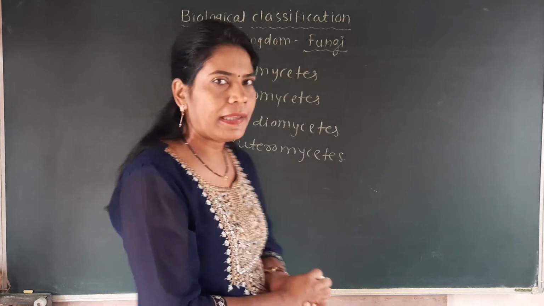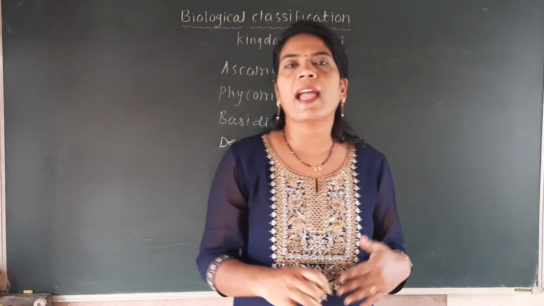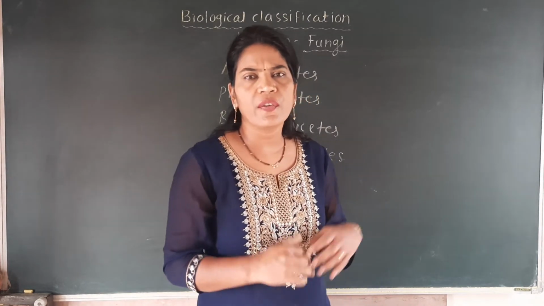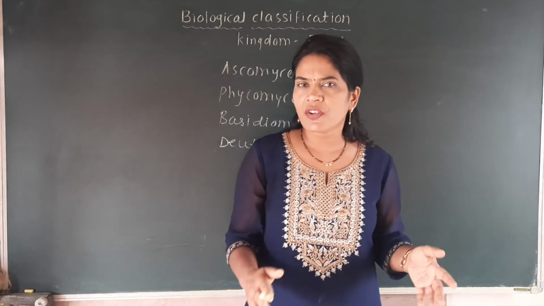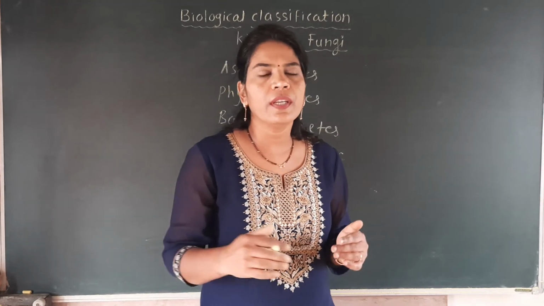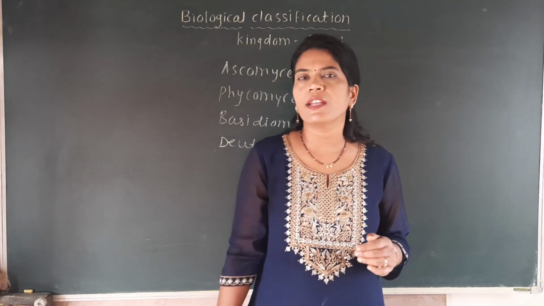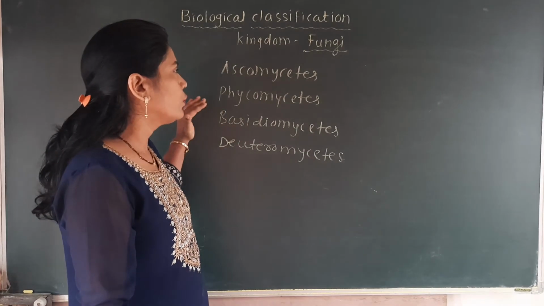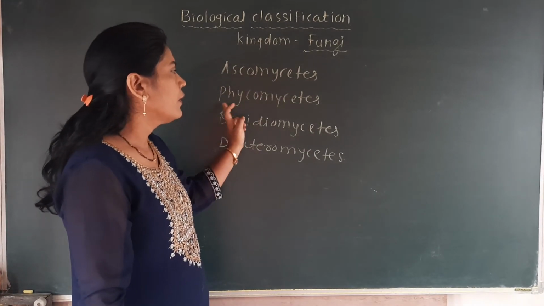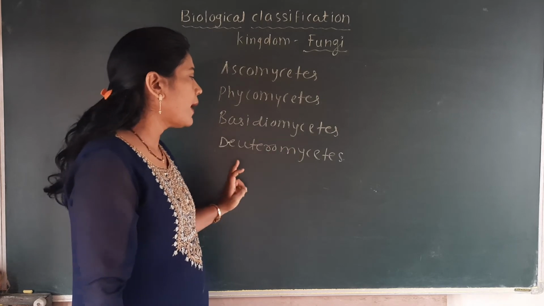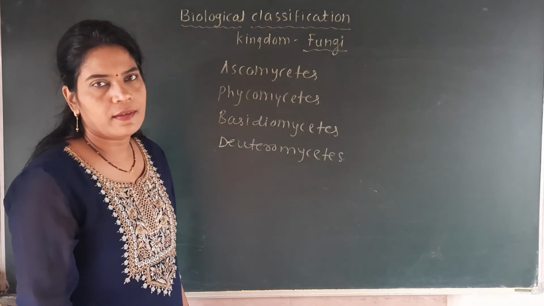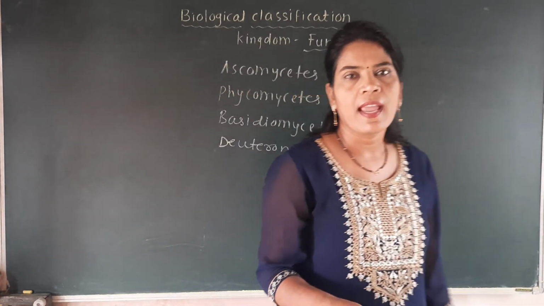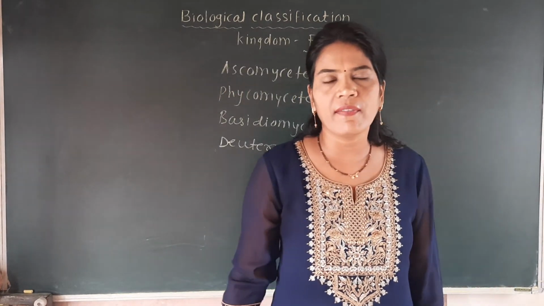Because we have seen that fungi are diverse in number. There are a large number of fungi which show different habitats and different structures, and due to this, these fungi are classified into four different groups. Those groups are Ascomycetes, Phycomycetes, Basidiomycetes and Deuteromycetes. That means each one has specific characteristics according to which fungi are divided.